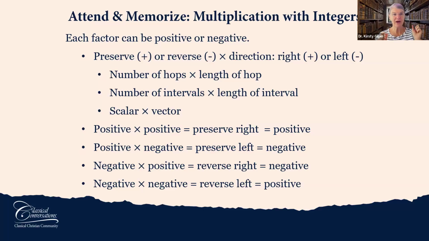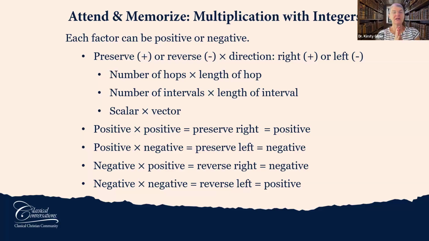And if we think about our factors, when we have integers, each factor could be positive or negative. If we're thinking hops times length of hops, number of intervals times length of intervals, or scalar times vector, we're going to say that that first number is either going to preserve or reverse the direction. And the right factor, the right number, is going to give me the direction. So I'm either going right, which is positive, or left, which is negative.